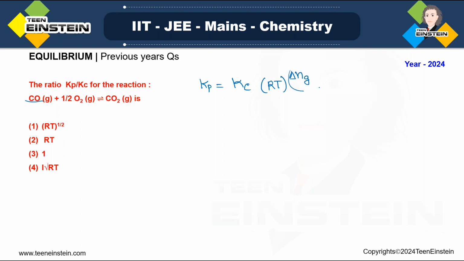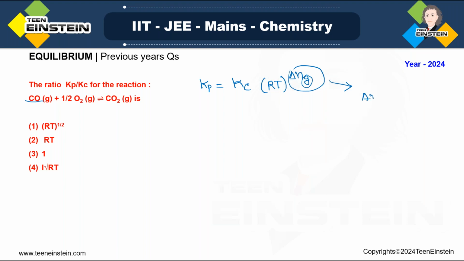And what is this del Ng? Del Ng is the difference in the number of moles, obviously gaseous moles. If it is liquid or solid, it is not applicable. That is why here I have written G. Del Ng means the number of moles of gaseous products, that is on the right hand side of the equation, minus the number of moles of gaseous reactants, that is on the left hand side.